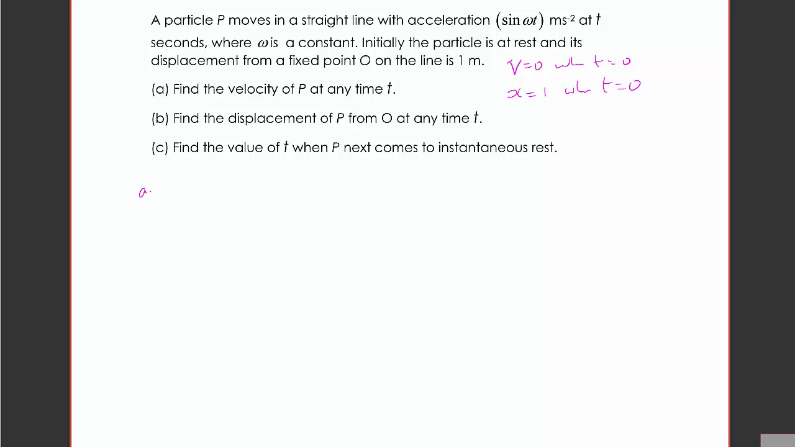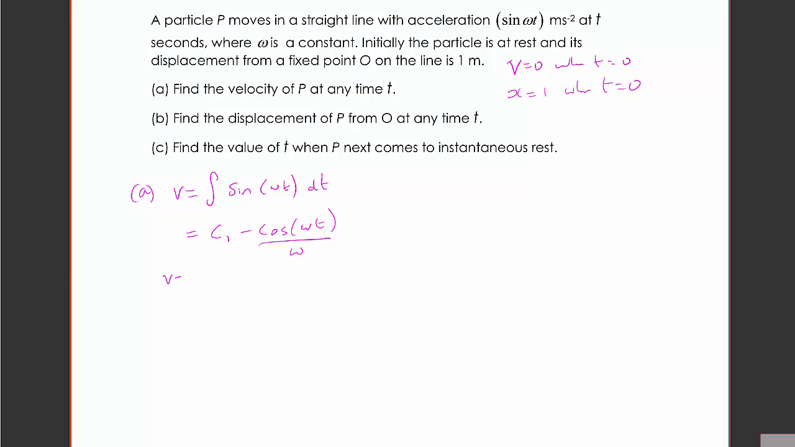So part A, find the velocity of P at any time t. The velocity is going to be the integral of the acceleration. So we're going to integrate sin(ωt). Now when we integrate sine, we get negative cos. So we're going to get a constant, take away cos(ωt) divided by ω. Remember to use the chain rule.